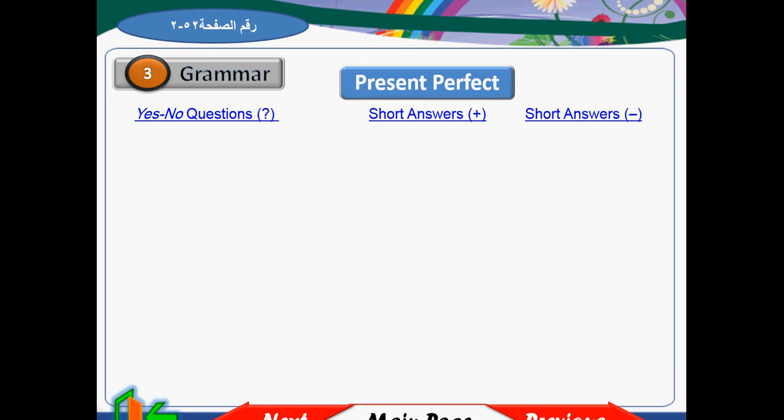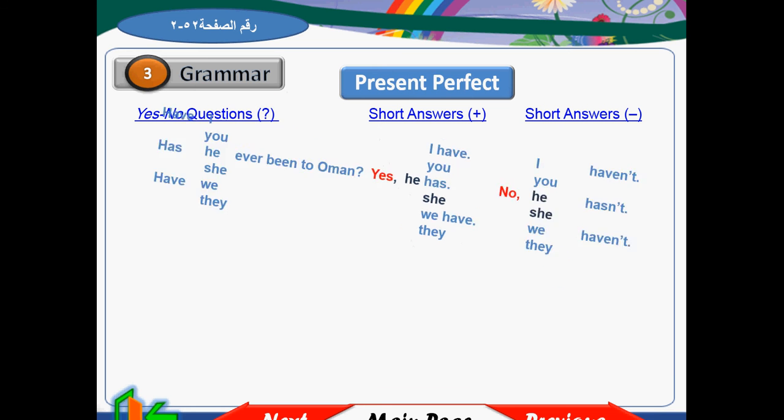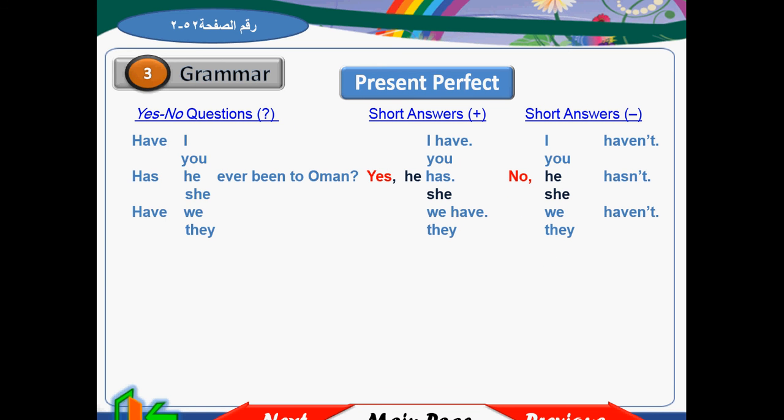Another part in our lesson today is yes or no questions. How to make a yes or no question. Look at this. Have you ever been to Oman? Have we ever been to Oman? Or you can say, has he ever been to Oman? Has she ever been to Oman?